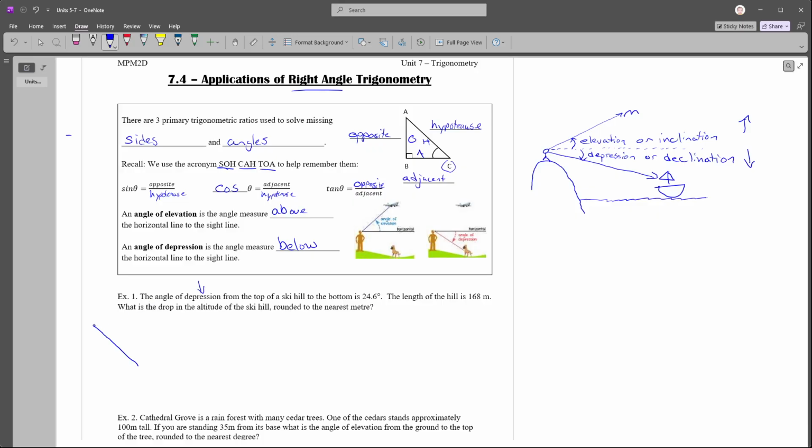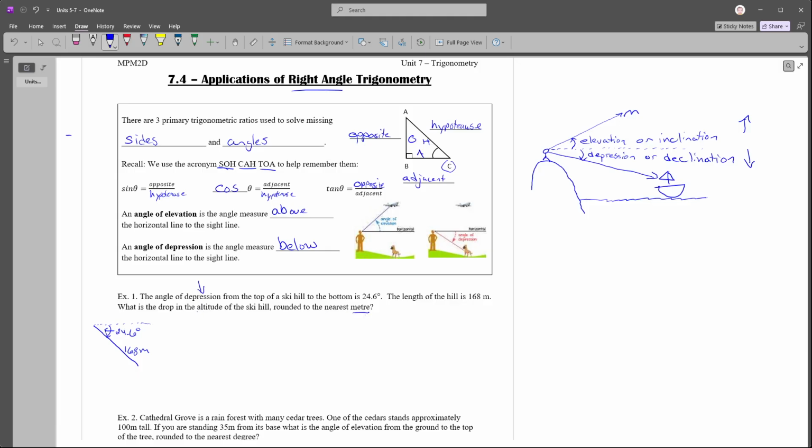If you're at the top of the ski hill and you're looking straight out, and then you look down, the angle of depression is the angle right in here. This is 24.6 degrees. That's the angle right there, 24.6 degrees. The length of the hill itself is 168 meters. What is the drop in altitude of the ski hill, rounded to the nearest meter?